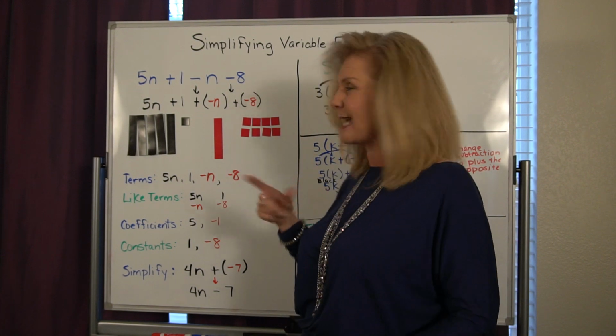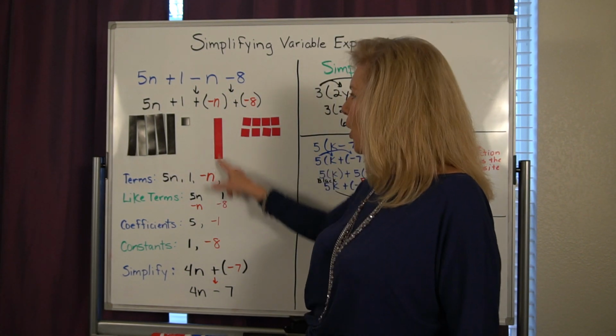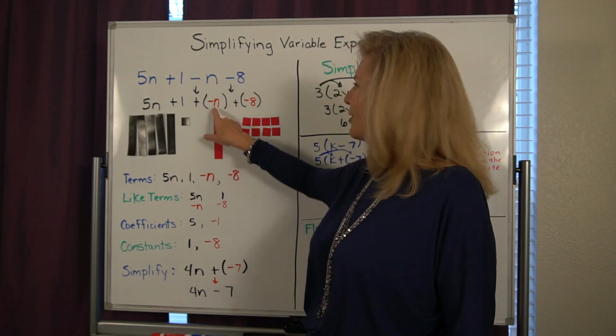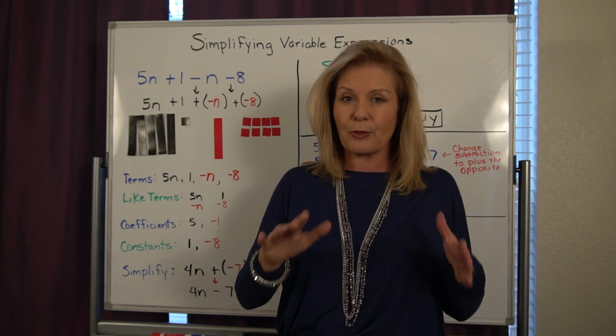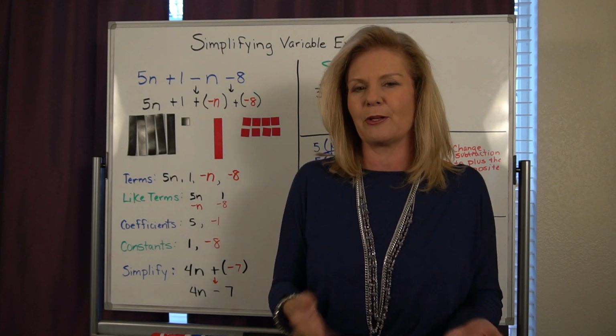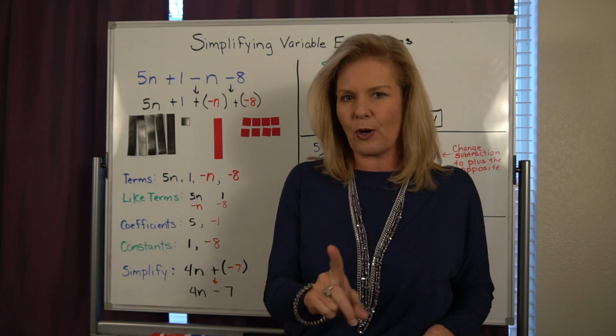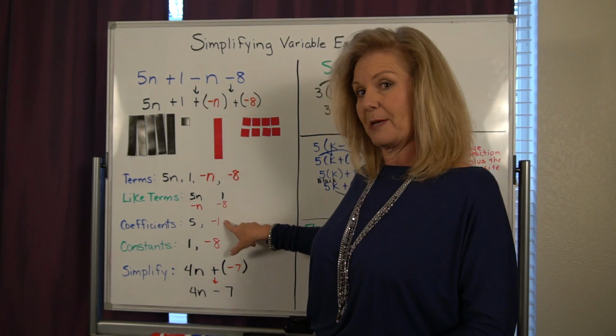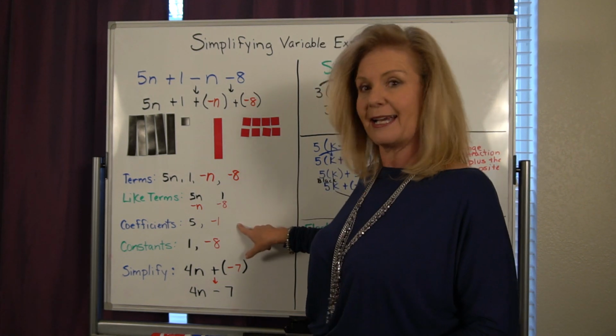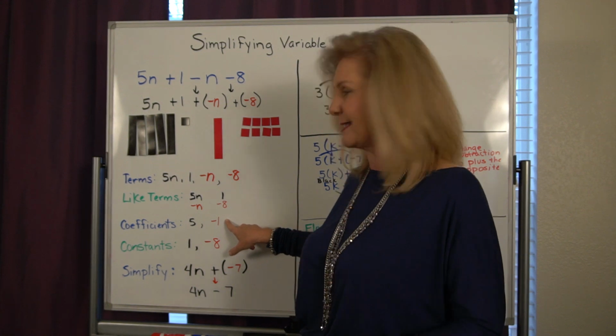Now I have a second coefficient because I have 1 of these reds. Now notice there's no 1 next to that n because we don't ever put the coefficient 1 with the variable. It's just assumed if we have 1 of them, we just write that variable. But if I'm going to identify my coefficients, I better identify that that negative 1 is there.